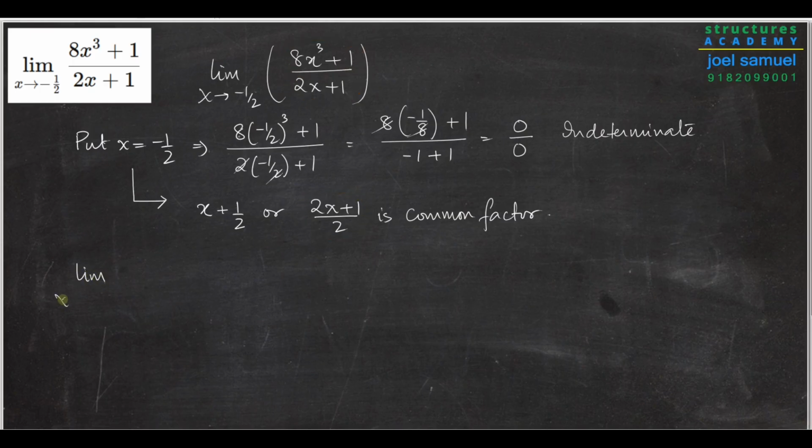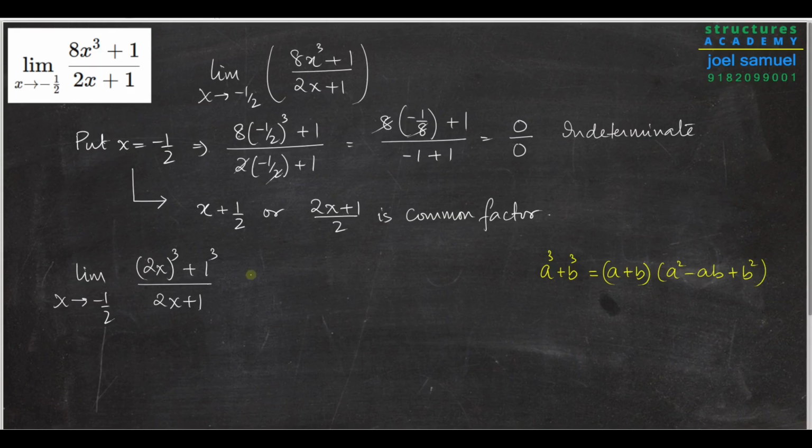So the limit as x approaches negative half, we can write the numerator as 2x whole cube plus 1 cube divided by 2x plus 1. If you remember, there is a formula which relates a cube plus b cube as a plus b into a square minus ab plus b square. So we're going to use this identity and write the numerator as limit x approaching negative half a plus b, which is 2x plus 1, times a square, that is 4x square, minus ab, which means minus 2x into 1, that gives us minus 2x, plus b square, which is 1, and the denominator is 2x plus 1.